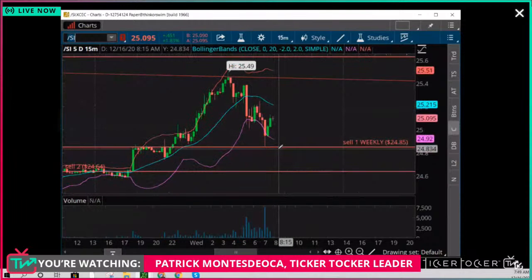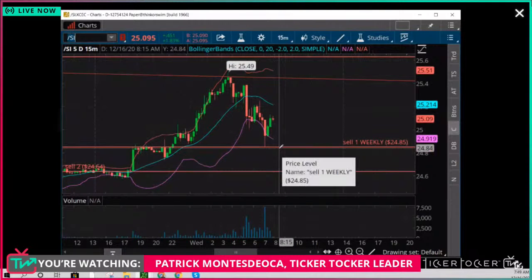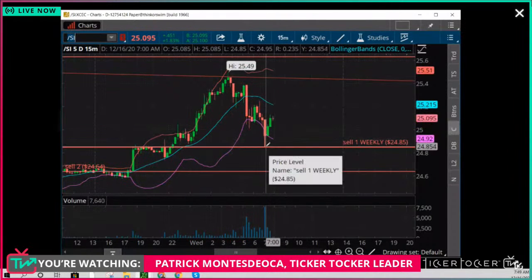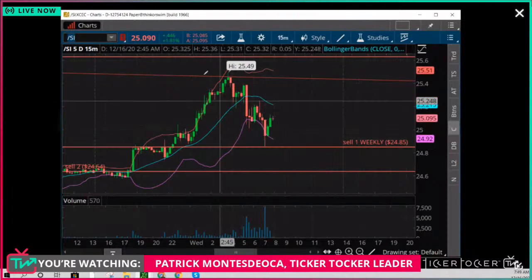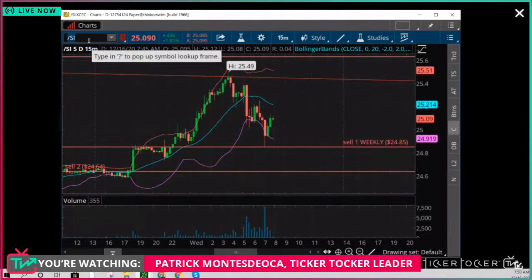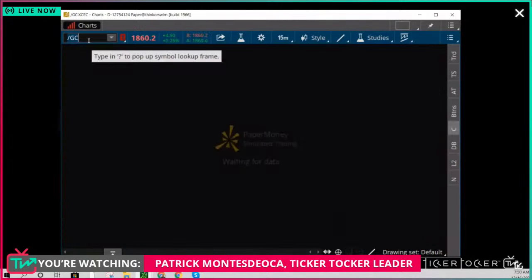Silver came down to that weekly 2485, so a close below 2485 would activate a short trigger in silver. So it's right now in no man's land. We don't buy above the sell one levels, which is the distribution area. So we pretty much are holding status quo here for the time being.